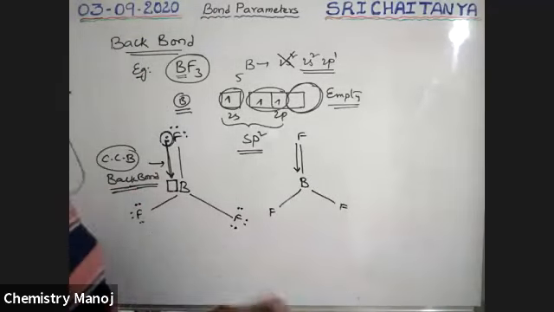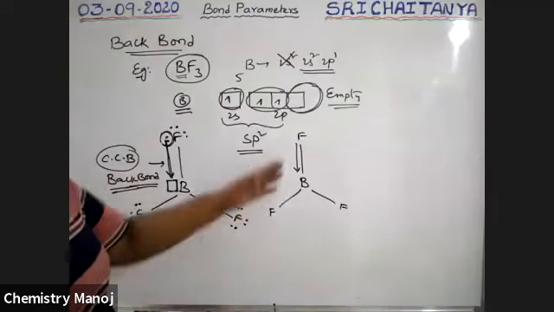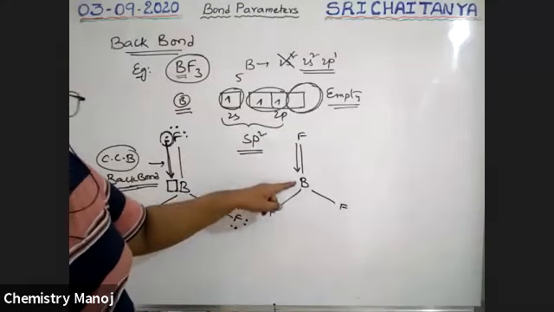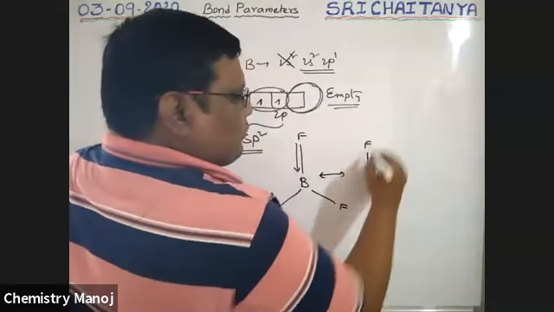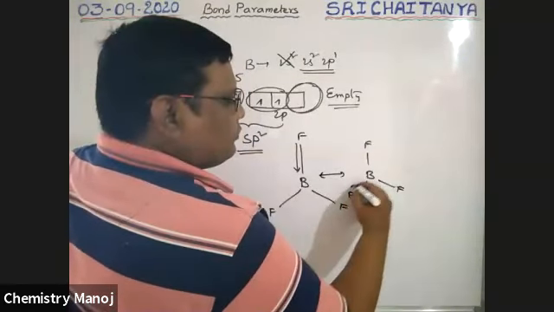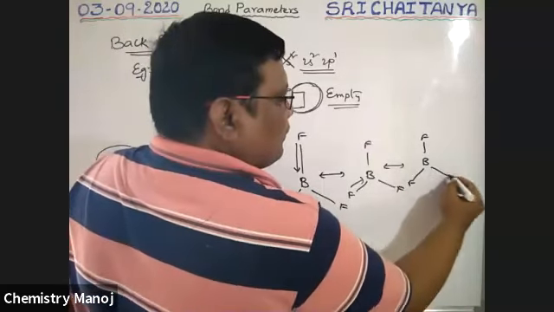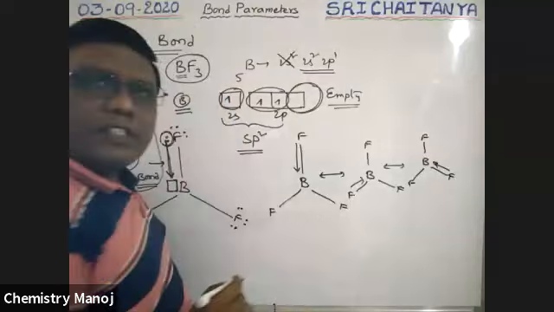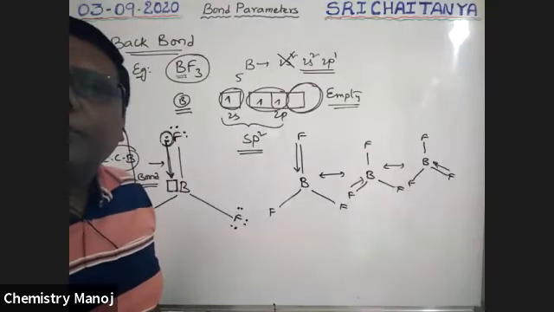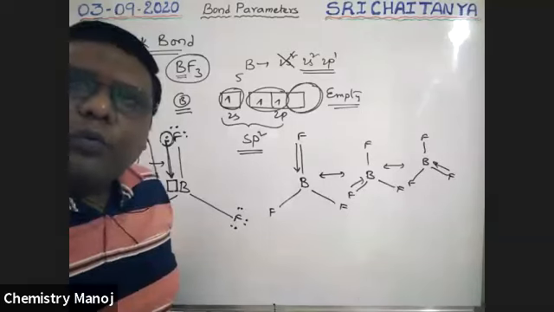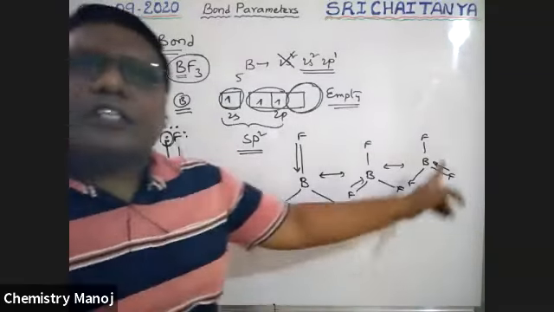Back bond is nothing but a coordinate covalent bond. Now it is involved in resonance. Sometimes this one is donated, next this one is donated, then this one, and that gives resonance, boys. So the back bond is nothing but a dative bond, which is a coordinate covalent bond, and that bond gives the resonance concept.